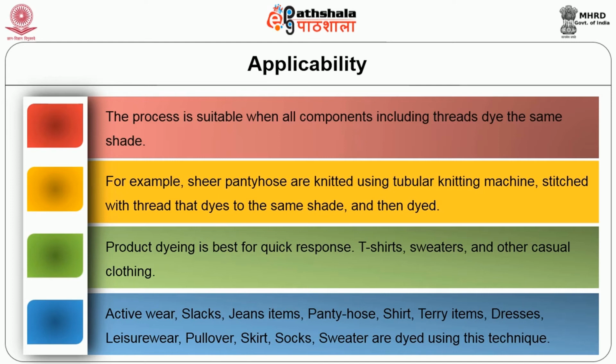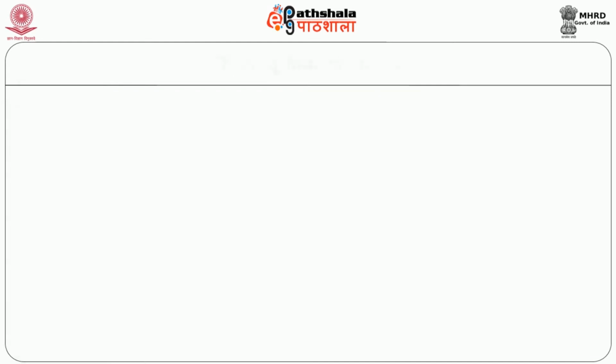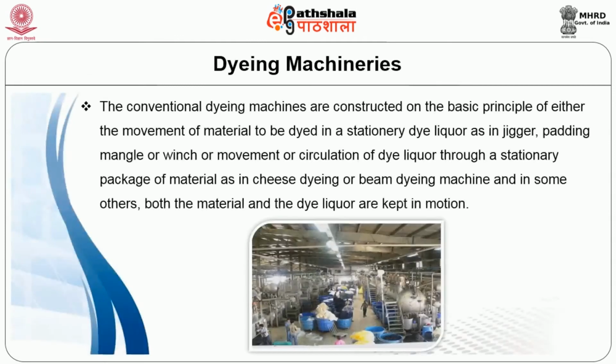When we go on to the dyeing machinery, the conventional dyeing machines are constructed on the basic principle of either the movement of material to be dyed in the stationary dye liquor as in jigger, padding mangle or winch, or movement or circulation of dye liquor through a stationary package of material as in cheese dyeing or beam dyeing machine, and in some others both the material and the dye liquor are kept in motion.